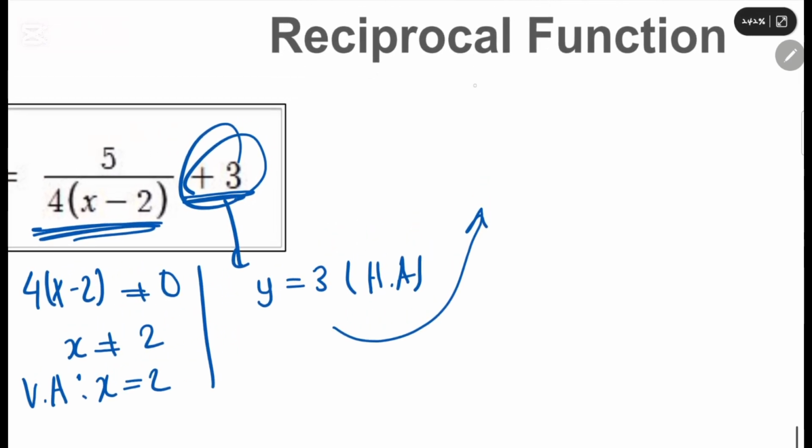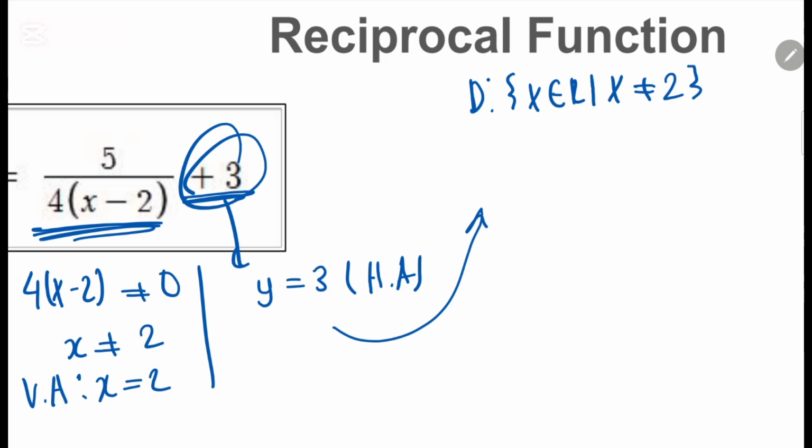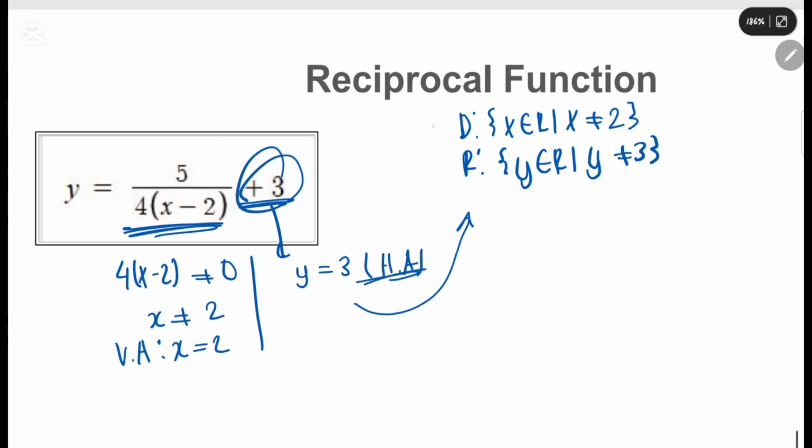Therefore, your domain is x ∈ ℝ such that x is not equal to the vertical asymptote, which is x equals 2. Range: y ∈ ℝ such that y cannot be equal to the horizontal asymptote at 3. That's your reciprocal function.